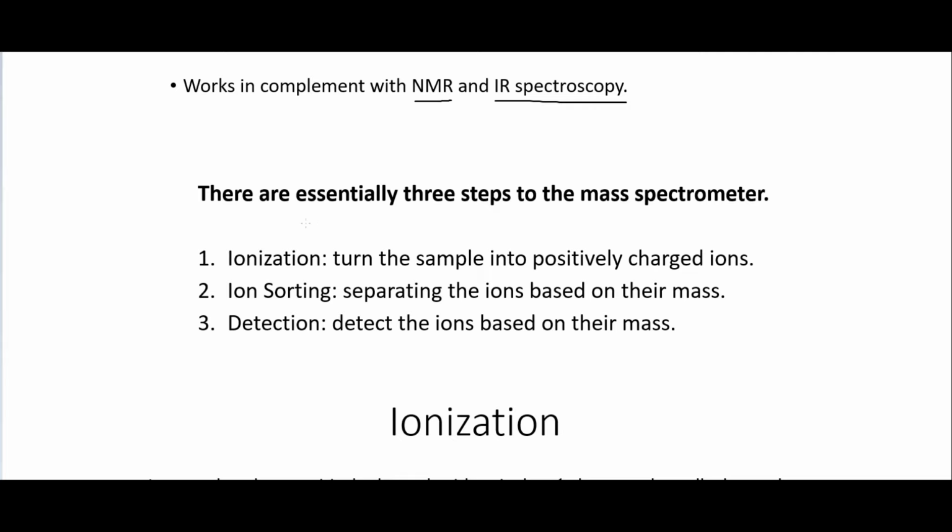So the first one is the ionization. This is actually going to create the ions. It turns the sample into positively charged ions of different fragment sizes. Then the next step is ion sorting, which is separating these ions based on their mass. And then there is detection, and that is to detect the ions. We want to do that based on the mass because we want to see what different fragments we end up with. So we want to be able to tell them apart based on their mass.